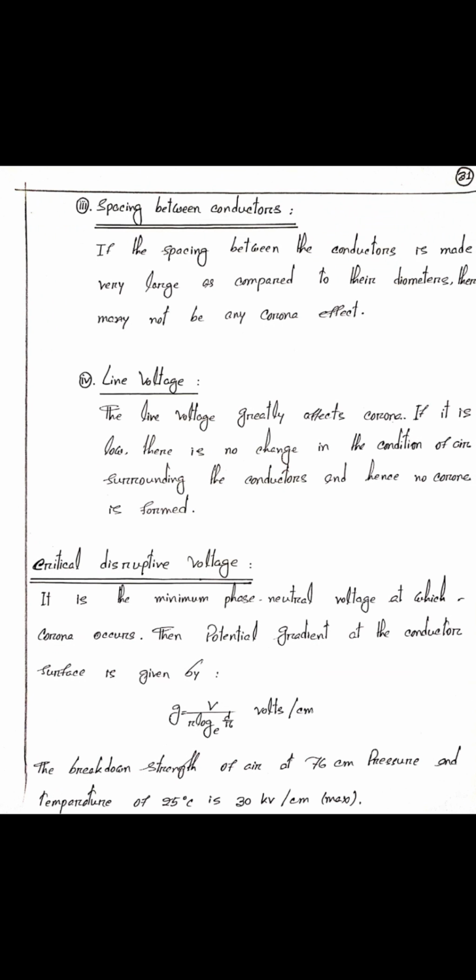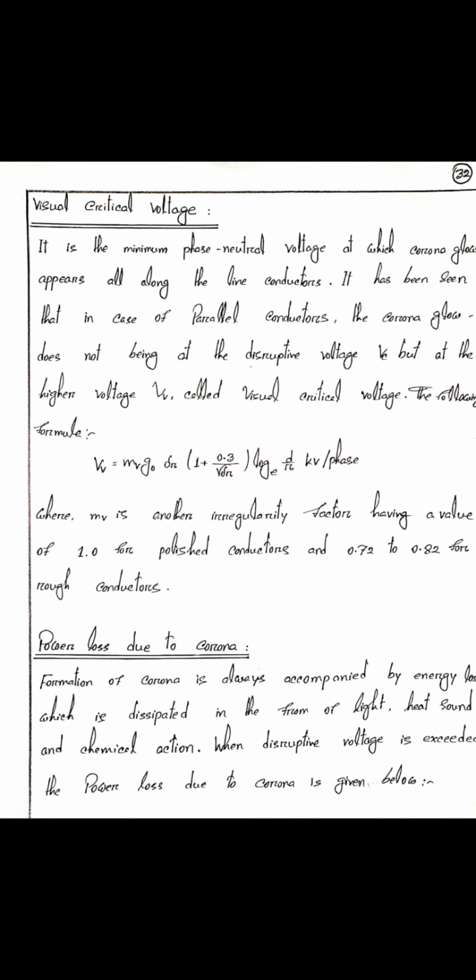Critical disruptive voltage. The potential gradient at the conductor surface is given by g equals V by r, in volts per centimeter. The breakdown strength of air at 76 centimeter pressure and temperature of 25 degree centigrade is 30 kV per centimeter maximum. Visual critical voltage Vv equals mv g0 δ r into (1 plus 0.3 by √(δ r)) log e d by r kV per phase, where mv is the irregularity factor having a value of 1 for polished conductors and 0.72 to 0.82 for rough conductors.